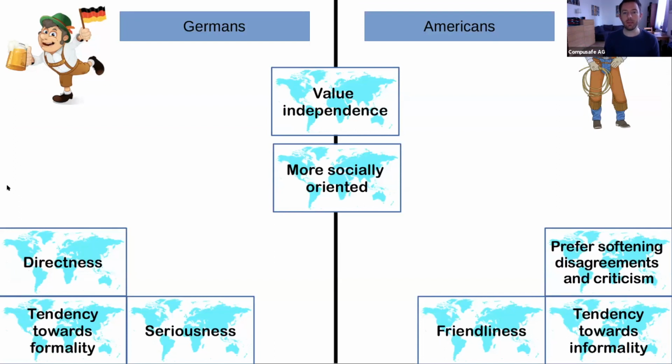All right, now let's look at this next one. To value independence, who values independence more and who is more socially oriented? Now this one's, I think, a tricky one, because I think a lot of this depends more on individuals in some ways.